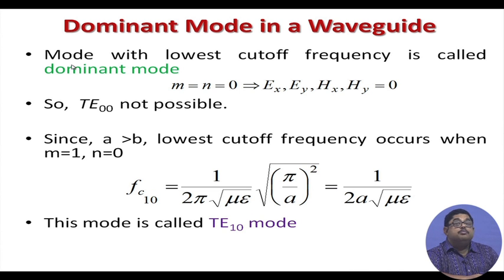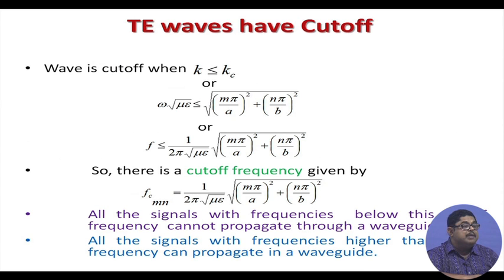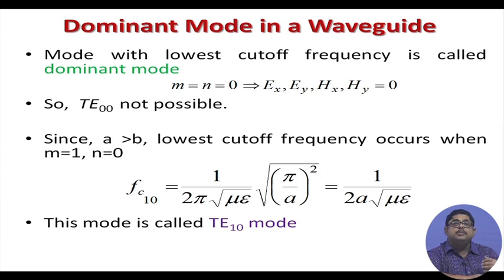Now, there are many modes depending on the value of m and n. Various values of m and n can be any integer. M and n both start from 0, any integer. So, there can be various TE modes, but out of those the one with the lowest cutoff frequency is called the dominant mode.